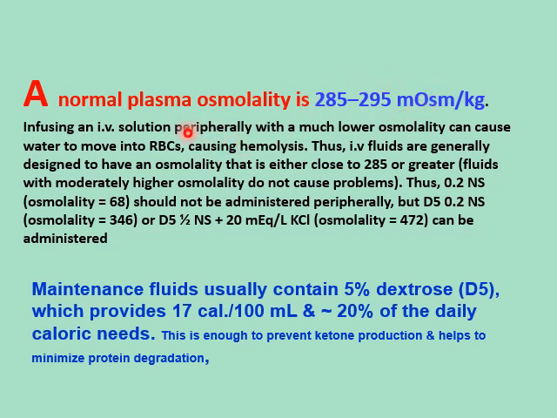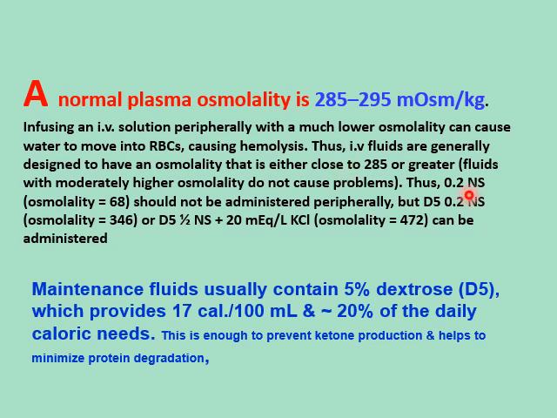If using an IV solution peripherally with much lower osmolality, it can cause water to move into the RBCs. Why? From the lower concentration or lower osmolality to higher osmolality to equalize. So the cell will be damaged and hemolyzed because the fluid entered the RBCs. Thus, IV fluids are generally designed to have an osmolality that is either close to 285 or greater. Moderately higher osmolality does not cause a problem, but lower osmolality causes a problem.